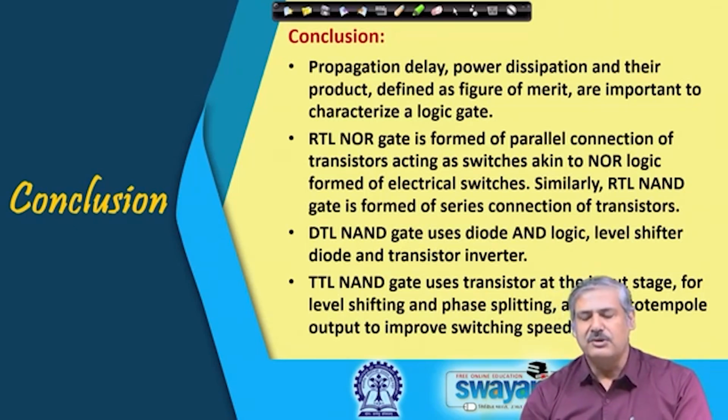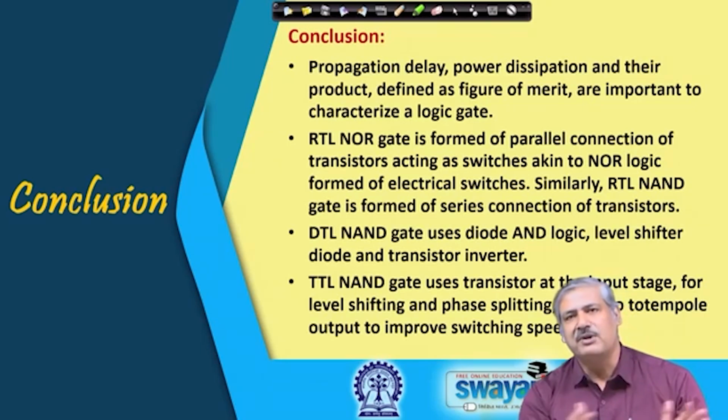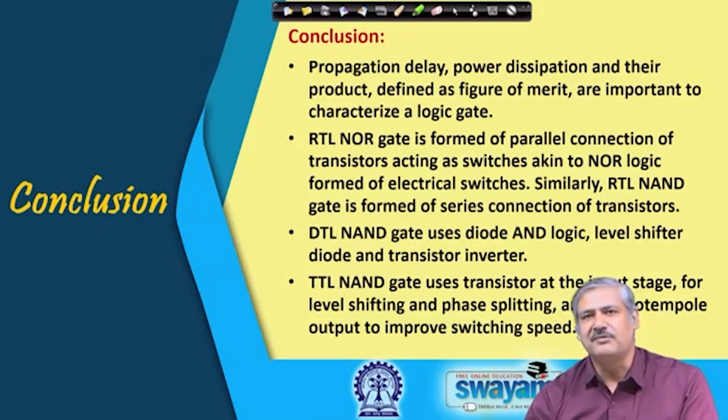So, in the TTL NAND gate, we have seen diode AND logic was there in the first stage. After that, there were level shifters, and then there was a transistor inverter. And in the TTL NAND gates, we found that in the input stage, that diode AND logic has been replaced with a multi emitter transistor, and the level shifting diode has been replaced using a phase splitter.